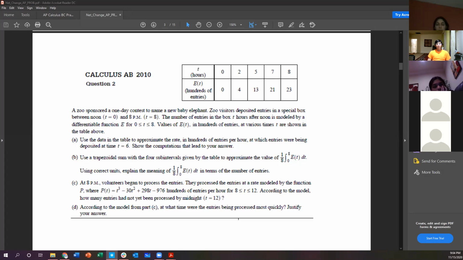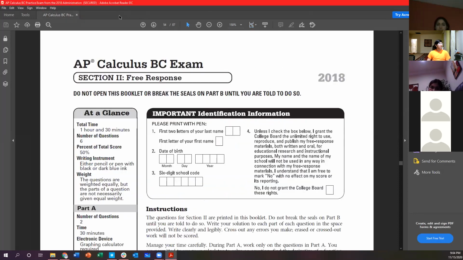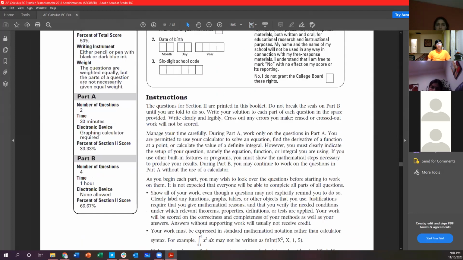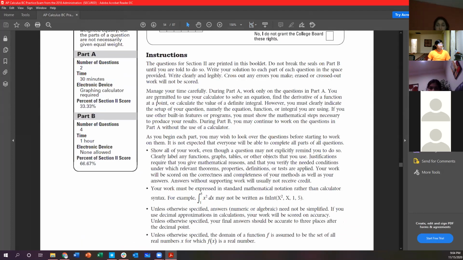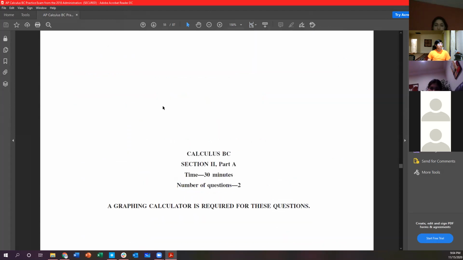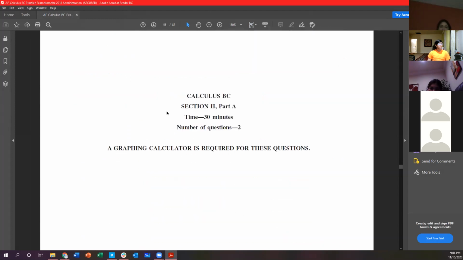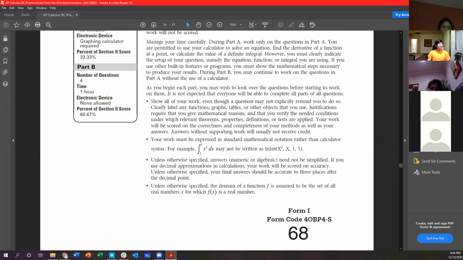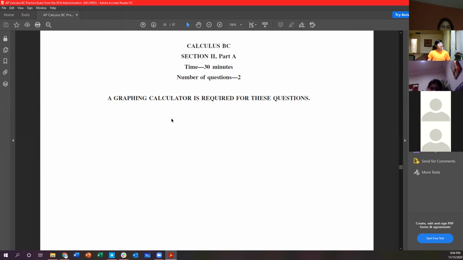Okay. Before we ended, I just wanted to do one random word problem that I've never seen before, that you've probably never seen before, from the 2018 BC Calc exam, just for practice. Okay. So these are calculator. You must have a calculator for this section.